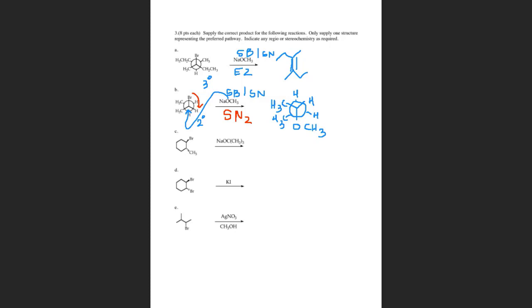Okay, so I'm hoping that was not too bad of an explanation, but let's go to the next problem. So here we have, sorry, give me a second. We have this molecule, right? Bromine is our leaving group, but it is a secondary.